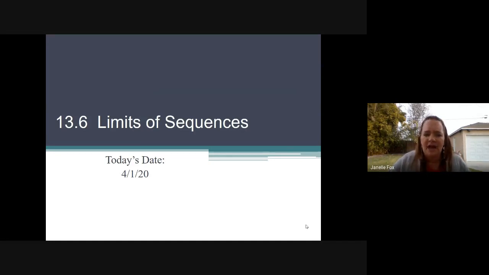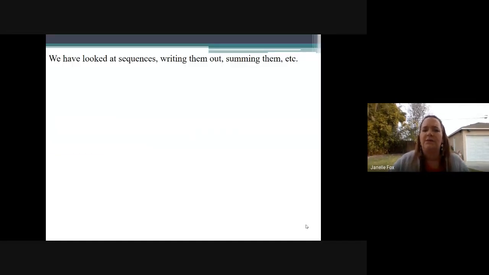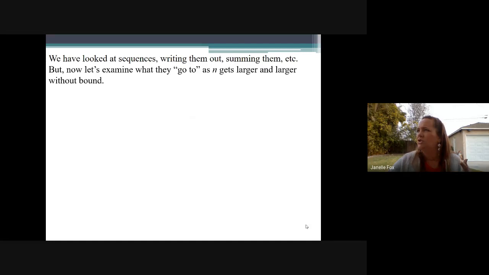Okay, so limits of sequences. So we've looked at sequences. We have written them out. We have summed them. And so we know how to look at them. But now we're going to examine what the sequence terms go to, right? What would be the end target value that we're going towards as the n value gets larger and larger without bound, because when we do a sequence, we always write it like a sub n.